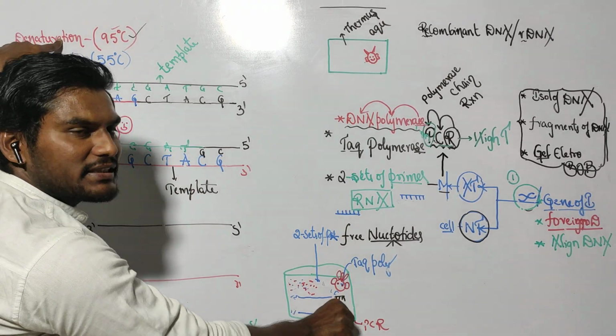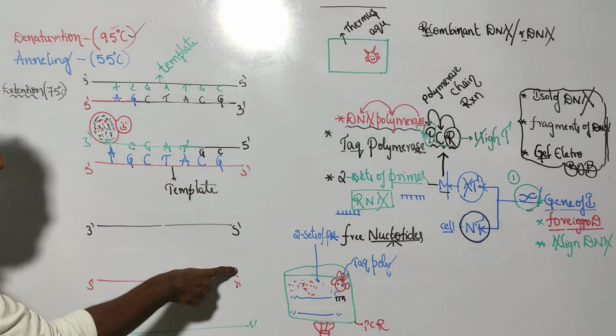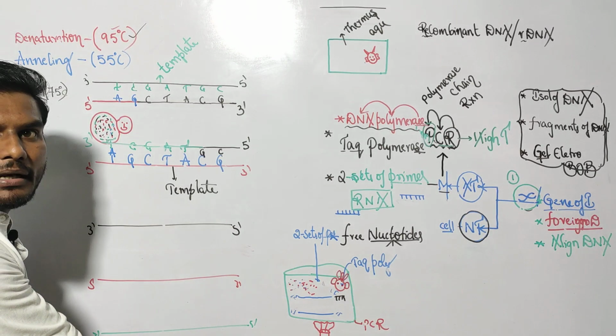Now once again I am decreasing the temperature to 50 for annealing. Annealing means setting of primer. Primer always moves to which prime? 3 prime. Here one primer, here one primer. Same, here one primer, here one primer.